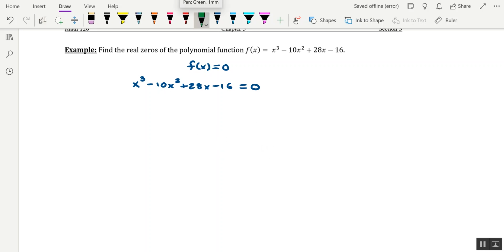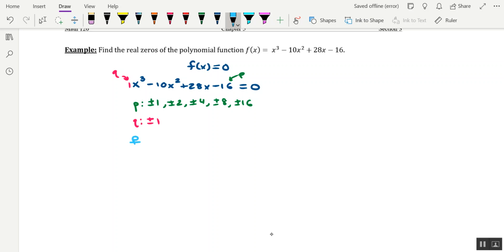Now let's form the list for p over q. The list for p will come from divisors of 16 or negative 16. It doesn't matter how you look at it. And then the list for q will come from the leading coefficient 1. So divisors of 16, including the negatives, plus or minus 1, 2, 4, 8, and 16. Divisors of 1, plus or minus 1.